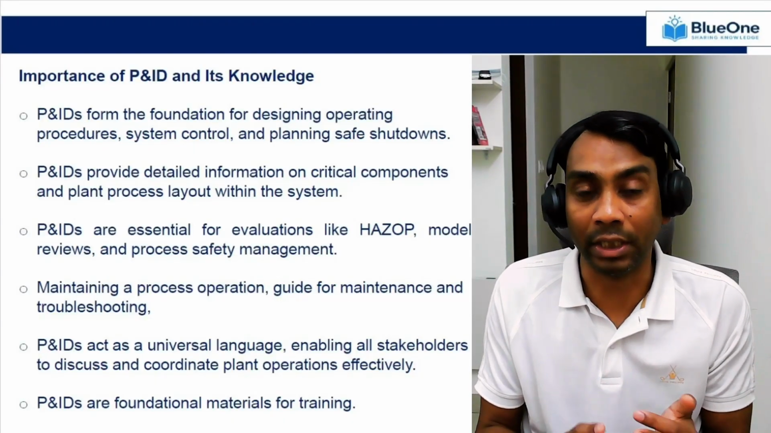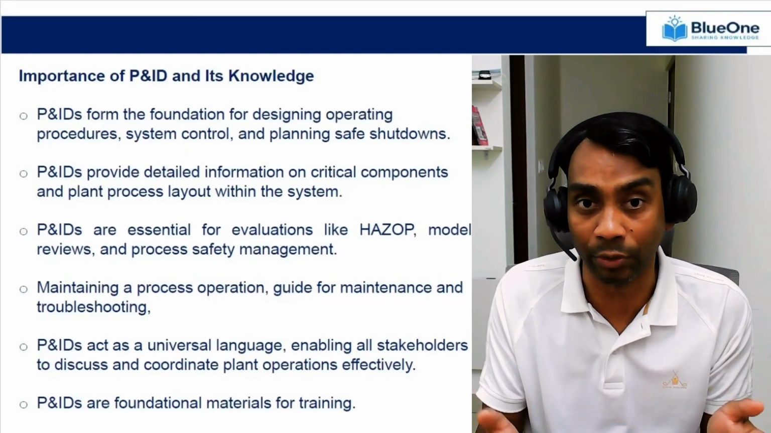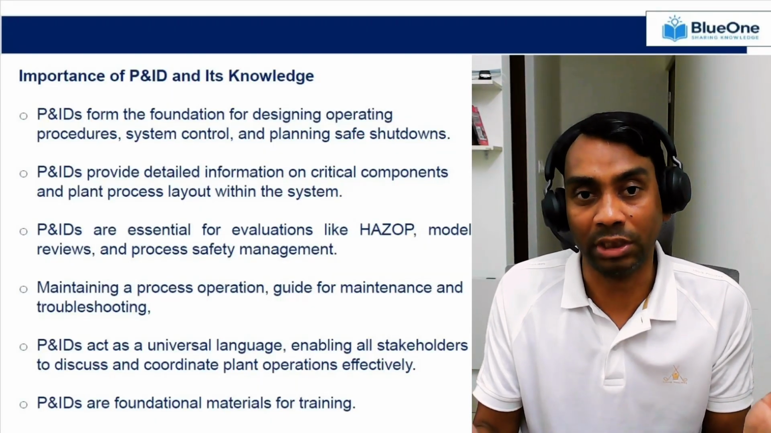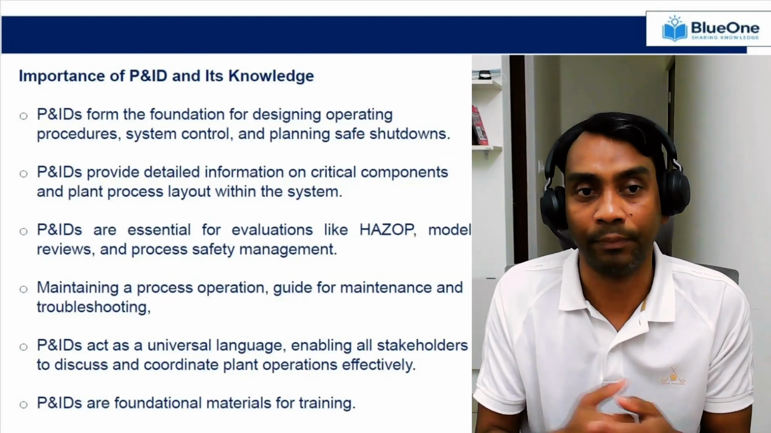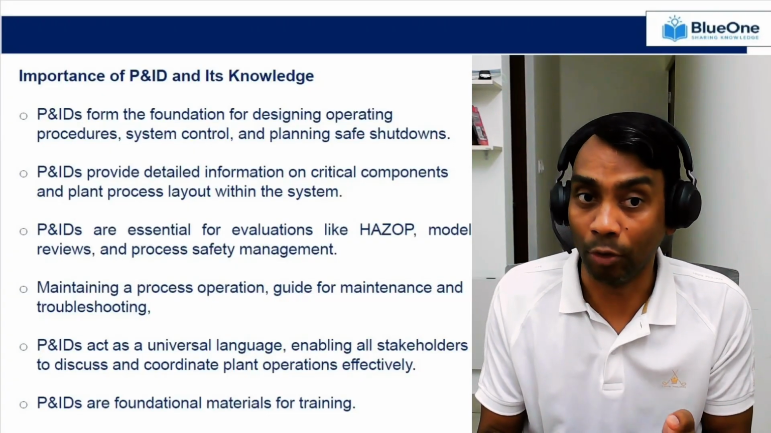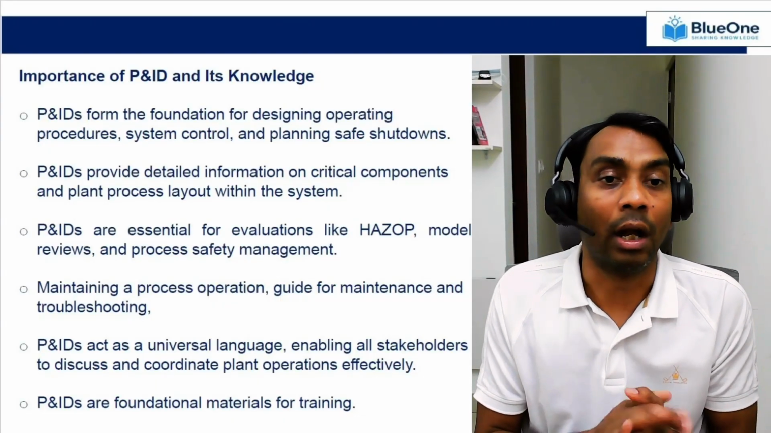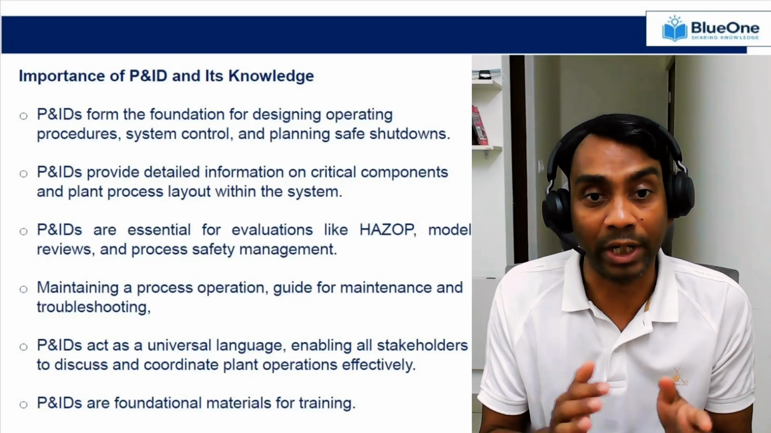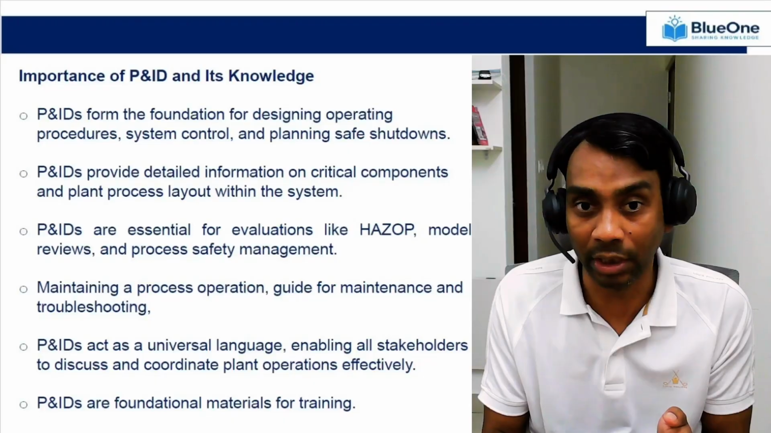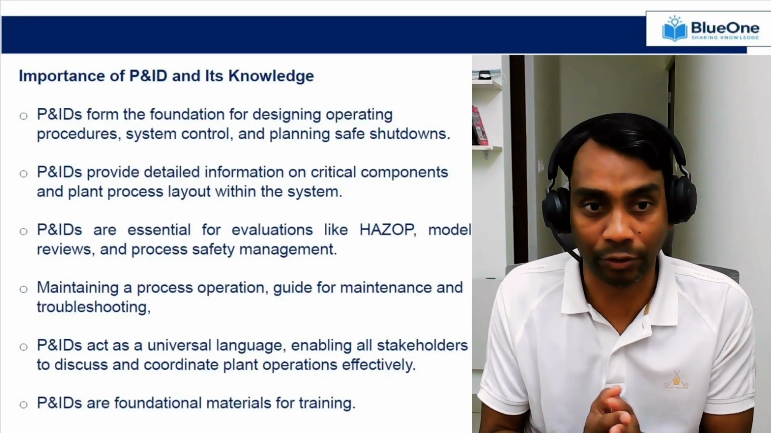A P&ID provides detailed information on critical components and plant process layout within the system or within the unit, as well as a detailed overview of the actual process happening in the real-time plant. P&IDs are essential for evaluations like HAZOP, model reviews, and process safety management throughout the facility life cycle. P&IDs are very important for maintaining process operation. It becomes a guide for maintenance and troubleshooting during abnormal conditions or any breakdown.